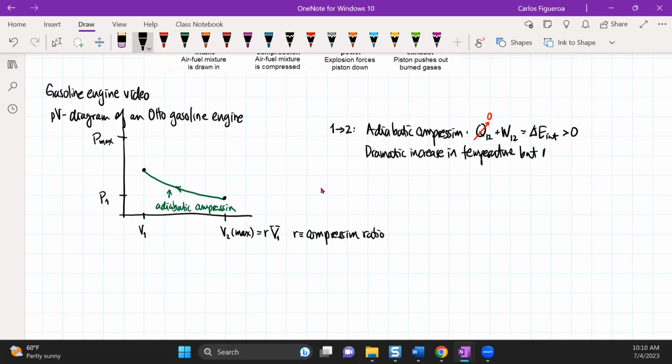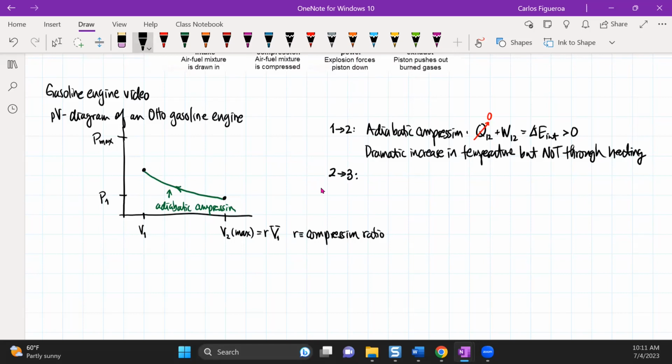But not through heating. Not through heating. This is the work done by the piston that increases microkinetic energy and therefore changes the internal energy. Now what happens is that there is a process of isobaric heating.